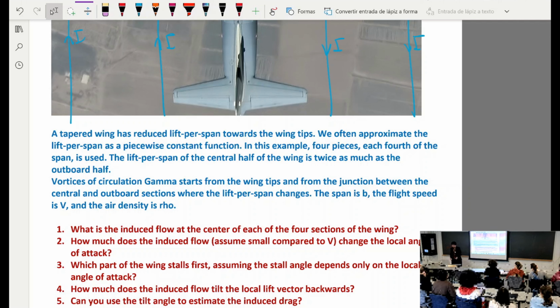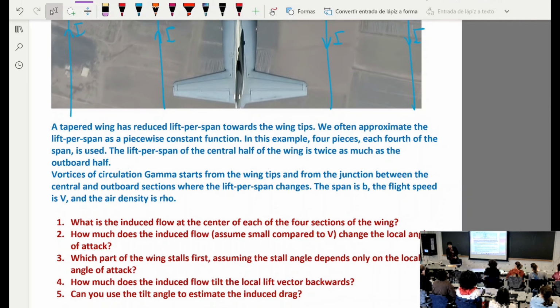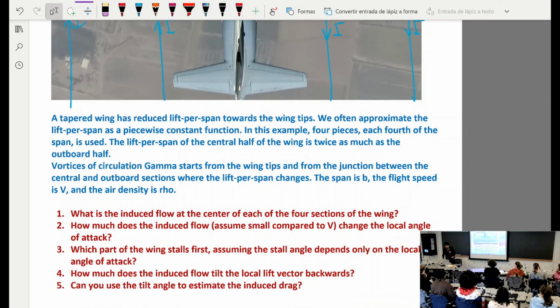And then the last two questions: how much does the induced flow tilt the local velocity vector backwards? Again, the question is relative. Does it tilt more here or here? And the final question is, you don't have to calculate the induced drag, but how can you use the tilt angle? If you can calculate the tilt angle quantitatively, how would you use it to estimate the induced drag?